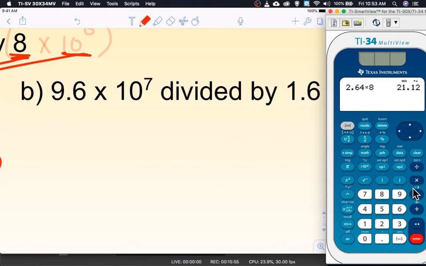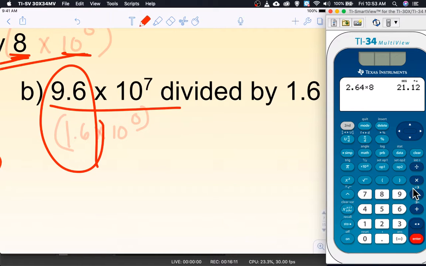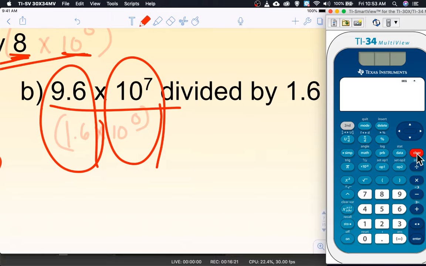Letter B, division. You can use the same trick. You can think of this 1.6 as 1.6 times by 10 to the power of 0. And if it helps you think of it, the division as like the fraction like we had been doing, you could then divide this piece, divide that piece, and do the problem. And that's kind of what I do in my head. That's how I visualize and how I do this problem. So then 9.6 divided by 1.6 is 6.